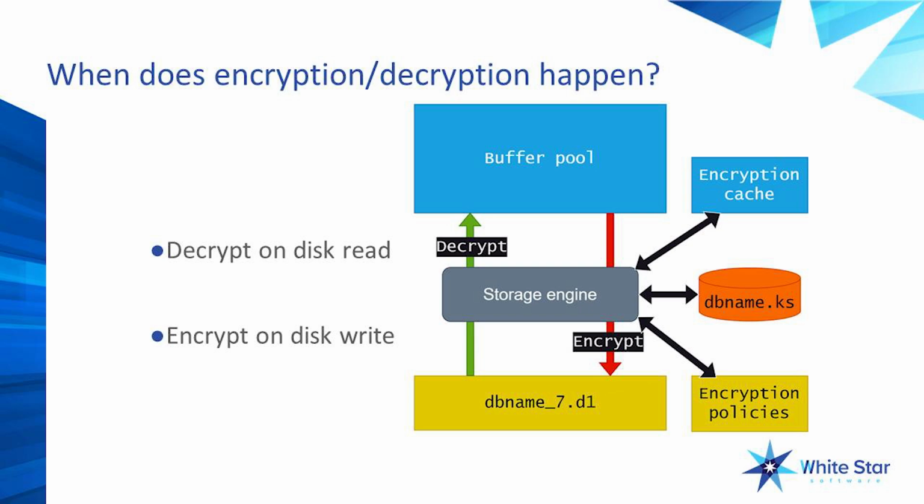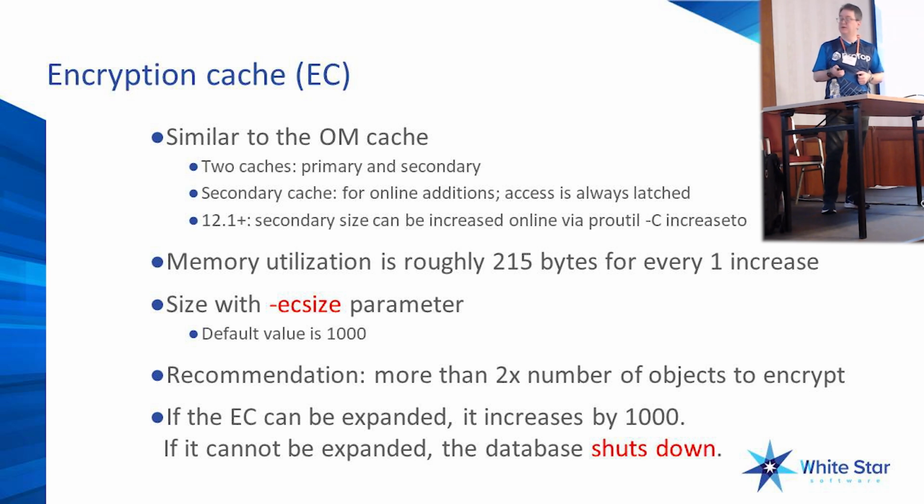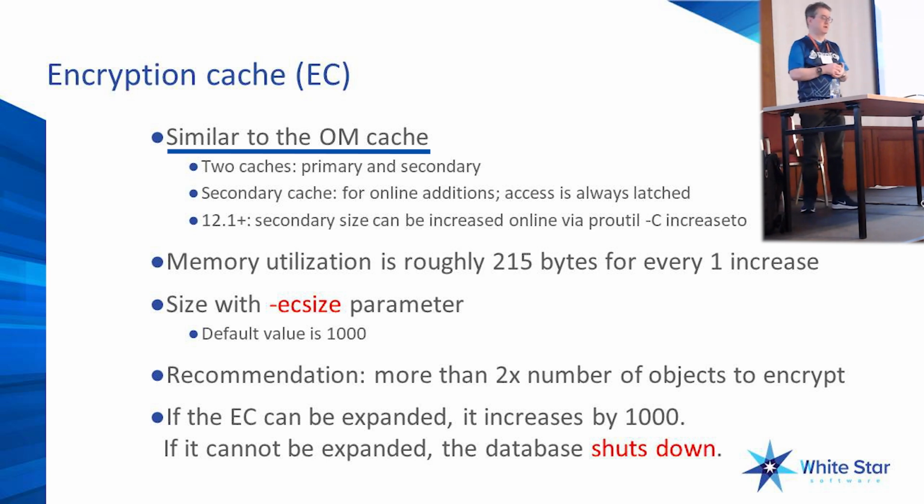So I'll just talk a little bit about the encryption cache. It's similar in concept to the OM cache, which you may be familiar with, the object mapping cache, which is a cache of the storage object records. So the encryption cache is a collection of data from both the key store and the policy table. And there are two caches, primary and secondary. Access to the secondary cache is always latched with the EC latch. And that's where any online changes, new policies, get written.